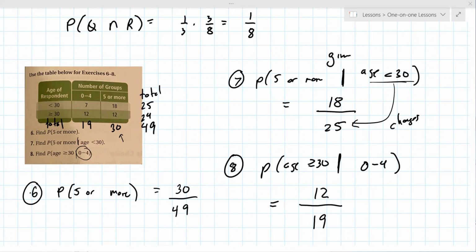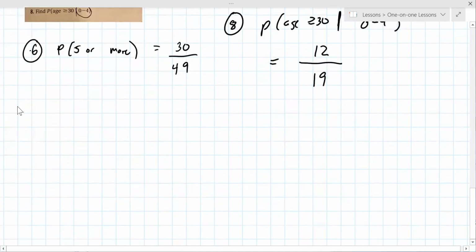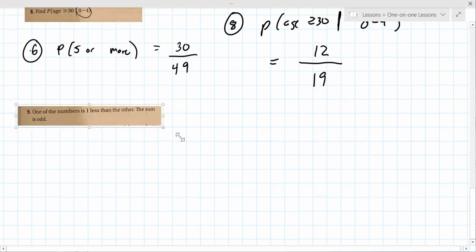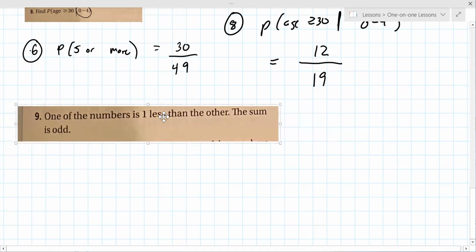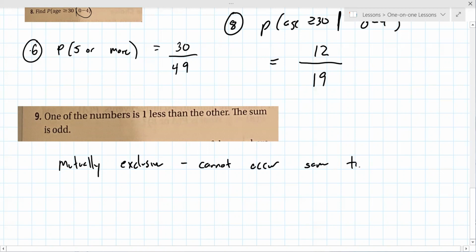All right, so number 9, 2 standard cubes are tossed. State whether the events are mutually exclusive. One of the numbers is 1 less than the other. The sum is odd. So mutually exclusive means that they cannot occur at the same time. So to prove that this is not mutually exclusive, you just need to find something that works.